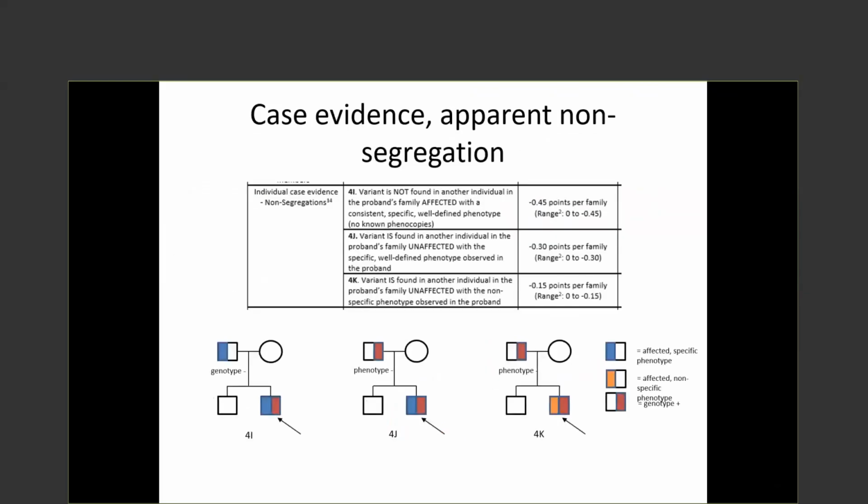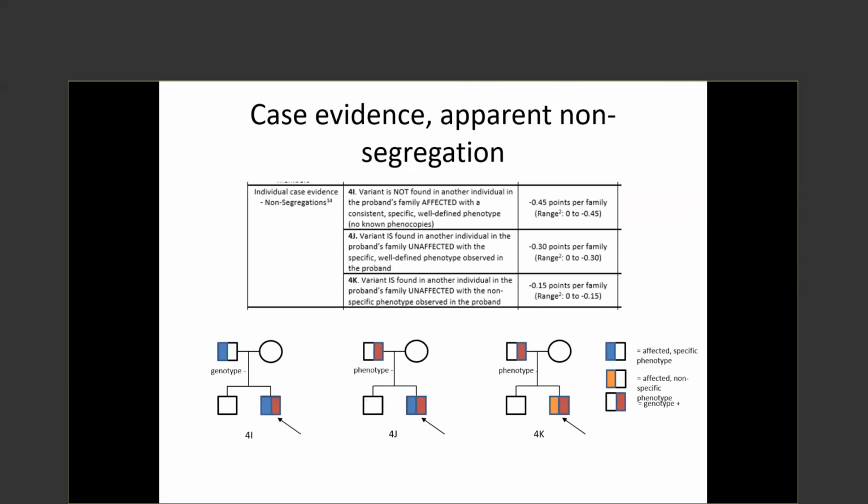Instances in which the variant appears not to segregate with affected status need to be interpreted with caution. So apparent non-segregations include instances in which another affected individual in the family is found not to have the variant in question. So that's category 4I there on the left. Then there are instances in which an unaffected individual is found to have the variant in question, and that's categories 4J and K, and those differ by the specificity of the phenotype.